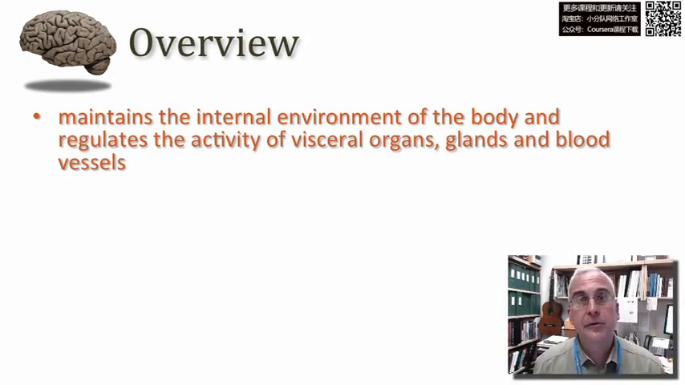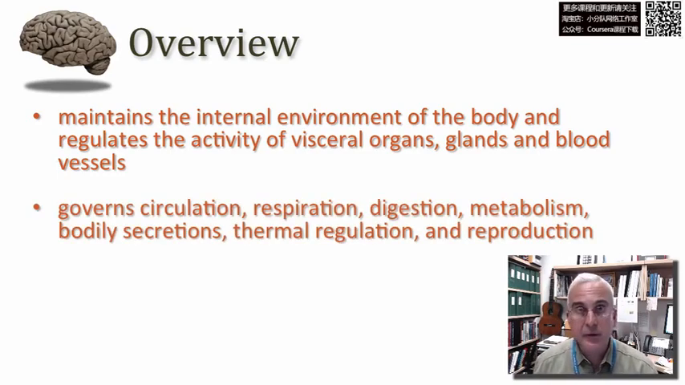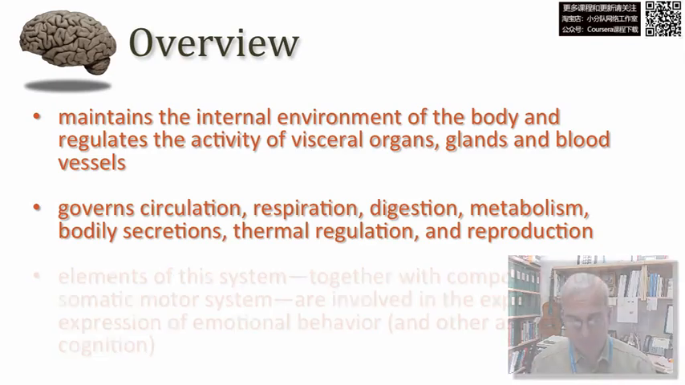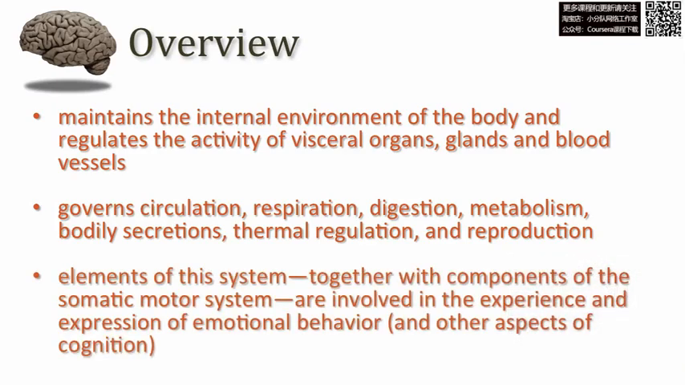Well, what the visceral motor system does is it maintains the internal environment of the body, and it regulates the activity of the visceral organs, the glands, and the blood vessels. The visceral motor system governs circulation, respiration, digestion, metabolism, bodily secretions, thermal regulation, and reproduction. Elements of this system, together with components of the somatic motor system, are involved in the experience and expression of emotional behavior, and indeed other dimensions of cognition that have an impact on the internal workings of our body.